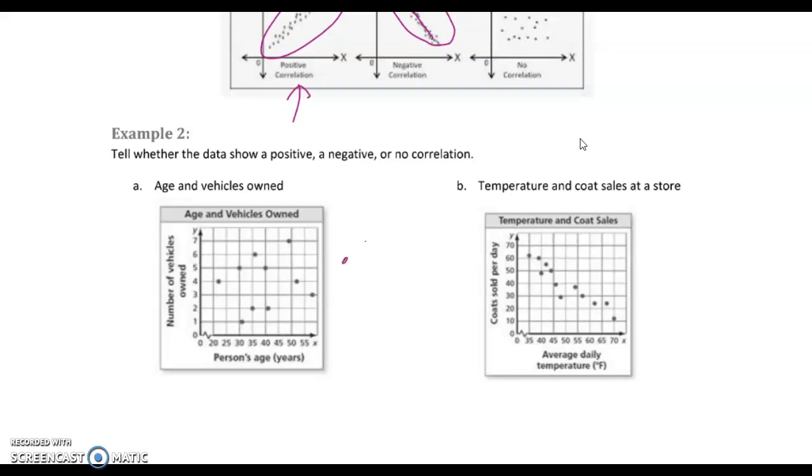Like you don't see the points lining up in some type of a linear fashion such as this. They're kind of all over the place. So this would be no correlation.